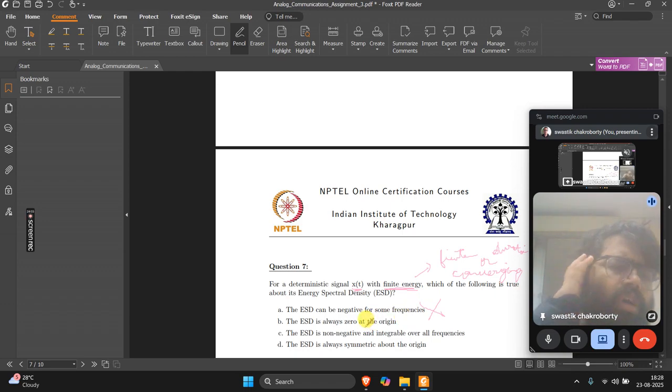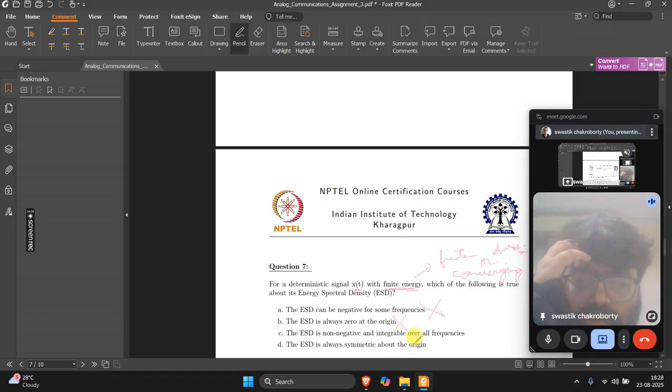The ESD is always 0 at origin. So again, ESD being 0 at origin means there is no DC power, DC energy, however you say. So that is not always true. If there is a constant term in the signal, you will have an ESD at the zero frequency also. So it is not 0 at origin. It can be 0, it may not be 0 too.